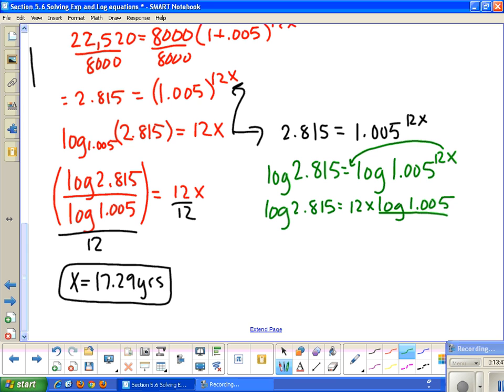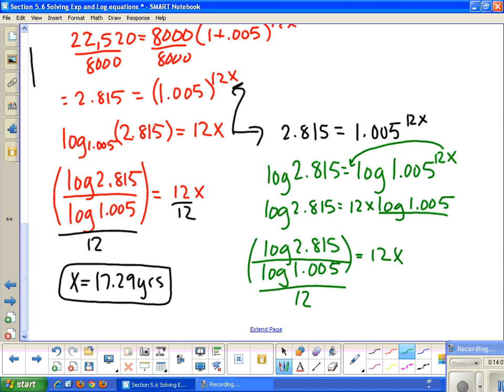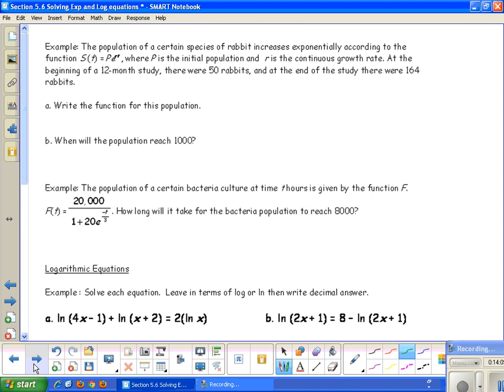divide by that. So I have the log of 2.815 divided by the log of 1.005. And then notice that's the same thing we had over here. All I need to do last is divide by 12. So then I would take this whole answer and divide it by 12, and I would get the same solution. So those are two different ways of solving the same problem. All right, so let's go to the next one.